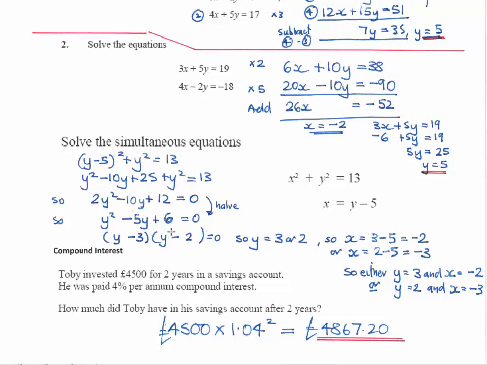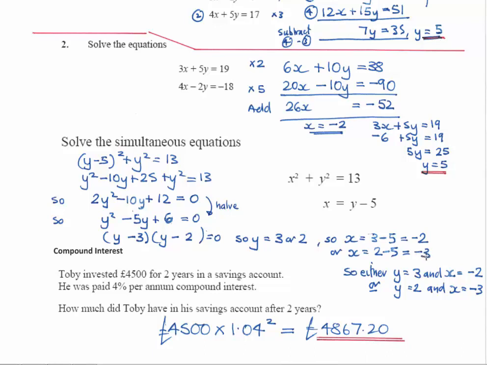So in this simultaneous equation, I've got two answers for y. 3 or 2. 3 because that makes that bracket 0. And 2 because that makes that bracket 0. And now I need to work out what x must be. Well, if y is 3, x would be 3 minus 5, which is minus 2. And if y was 2, x would be 2 minus 5, which is minus 3.